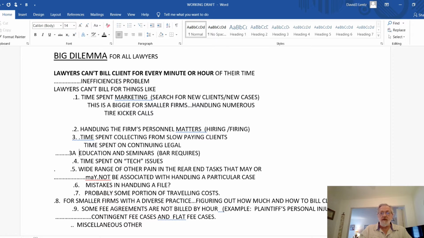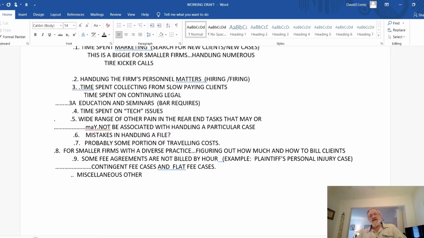And this is a big one. If you're not a specialist and just constantly get one type of case, you spend a lot of time figuring out how you're going to bill clients, because each client is different, has different financial needs, a different financial background, and a different expected length for the case to resolve itself. There's a gazillion factors that go into how to bill somebody.